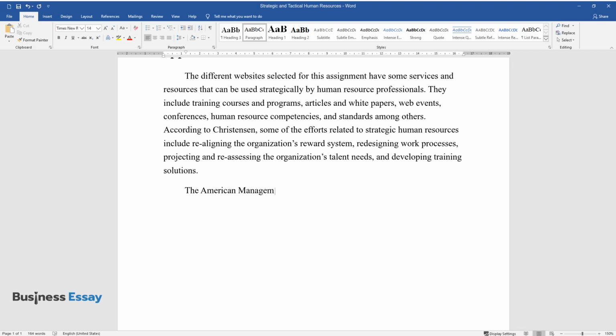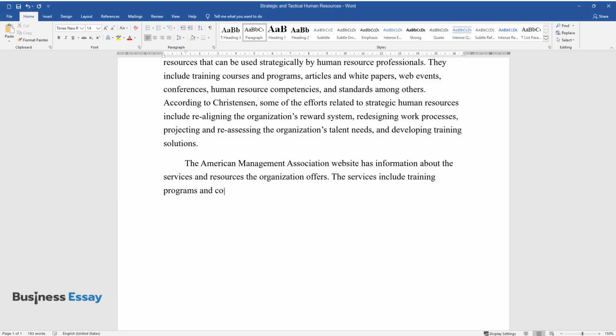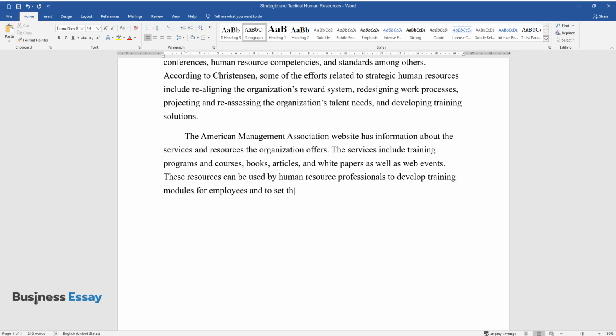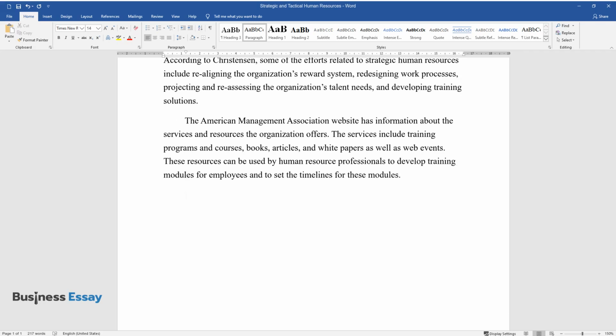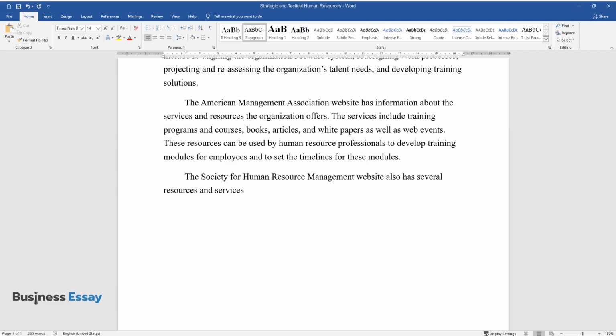The American Management Association website has information about the services and resources the organization offers. The services include training programs and courses, books, articles, and white papers, as well as web events. These resources can be used by human resource professionals to develop training modules for employees and to set the timelines for these modules. The Society for Human Resource Management website also has several resources and services that could be used in the strategic human resource.